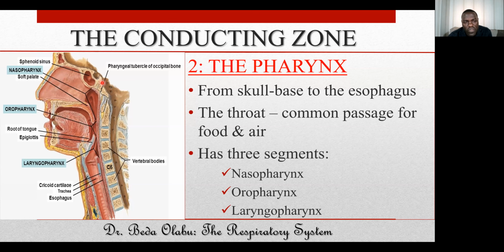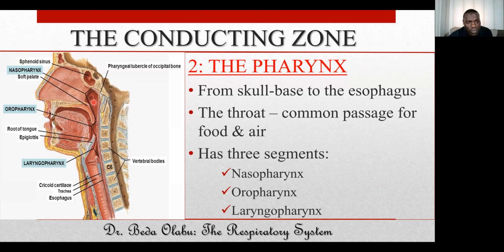There are three segments of the pharynx. We name them according to the anatomical region that is in front. For example, the anatomical region in front of this region is the nose. So we call this one the nasopharynx. The anatomical region in front of this is the mouth. So we call this the oropharynx. And the anatomical region in front of this is the larynx. So we call this the laryngopharynx. And basically, they go in that order.